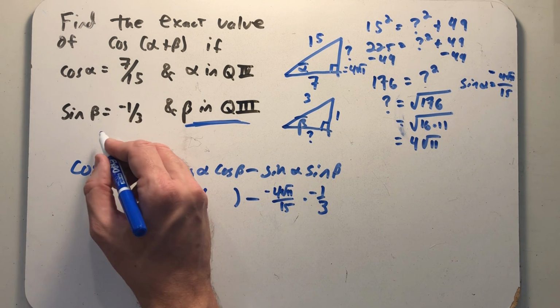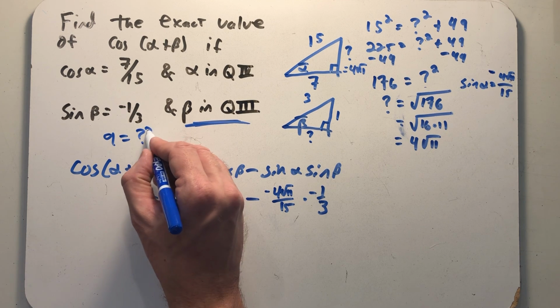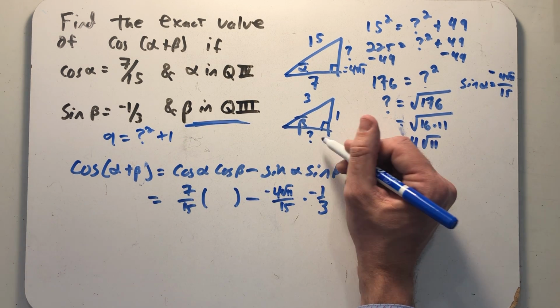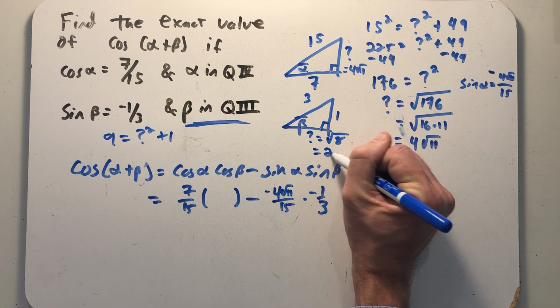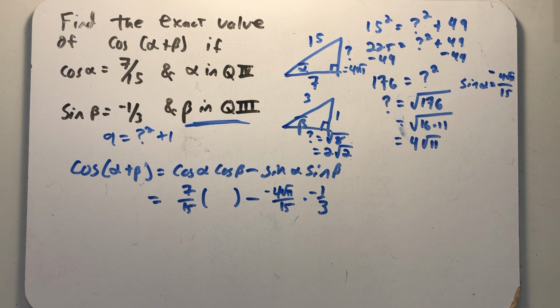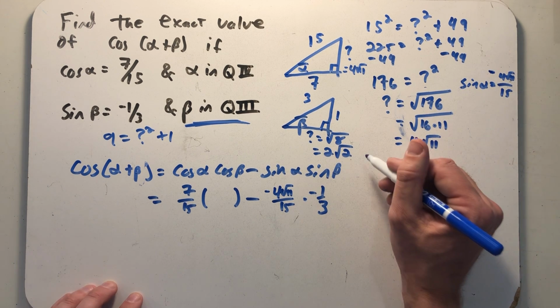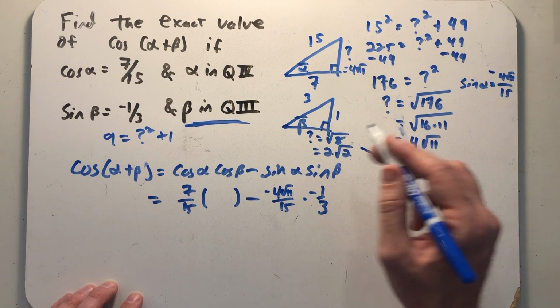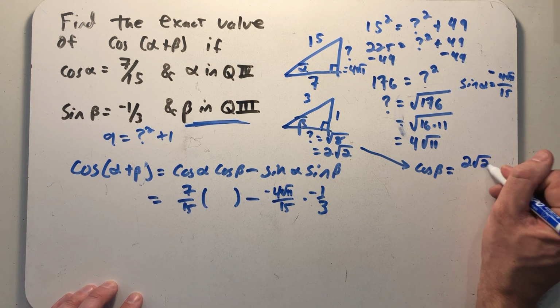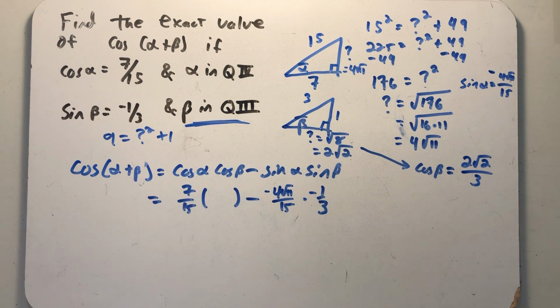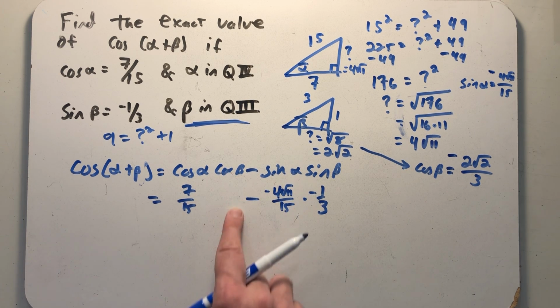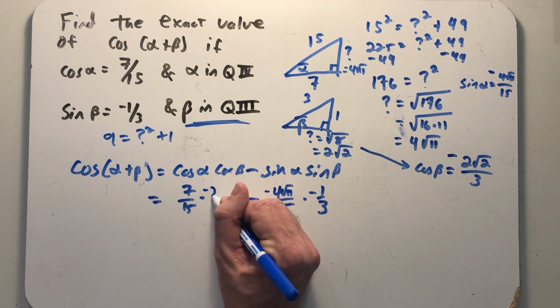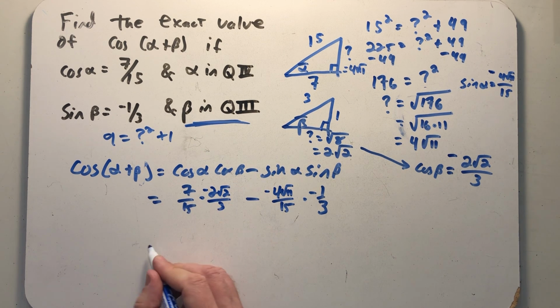Again, I'm looking for a missing side, so I'd have 9 is equal to the missing side squared plus 1. And so I get the square root of 8, but we know we're going to write that as 2 times the square root of 2. And I'm really looking for the cosine of beta. And so from that triangle, I know the cosine of beta would be the adjacent over the hypotenuse, 2 root 2 over 3. But I need to think that beta is in quadrant 3 where cosine is a negative value. So let's see here. I have minus 2 root 2 over 3.